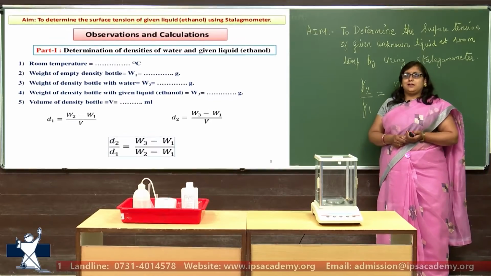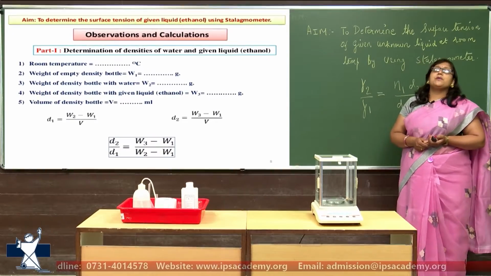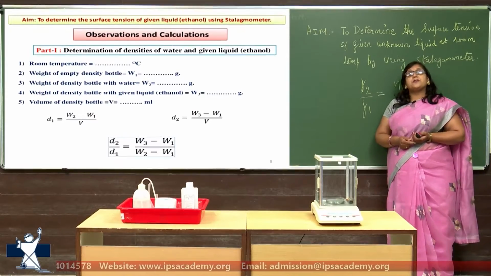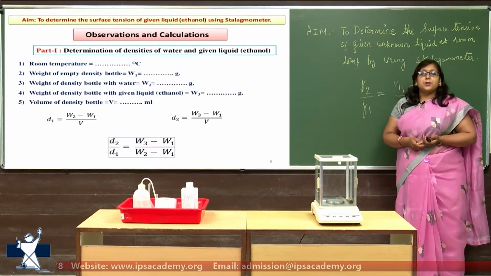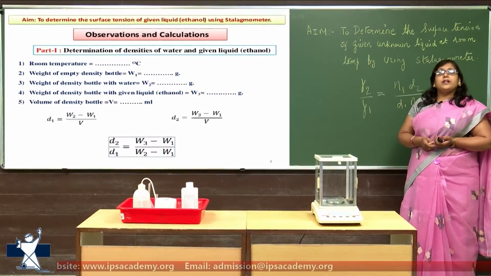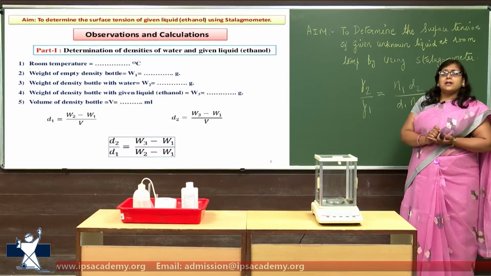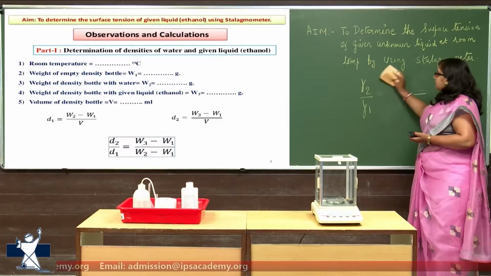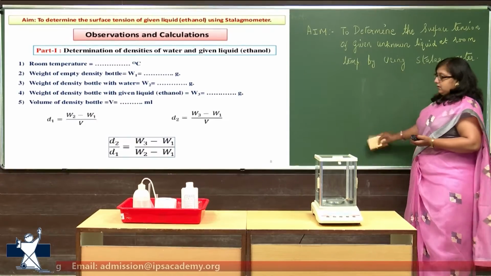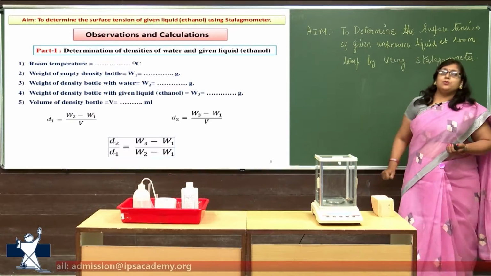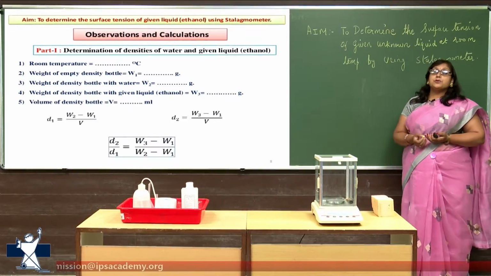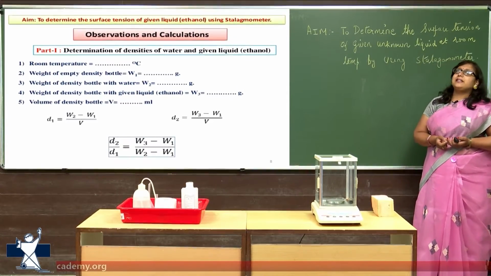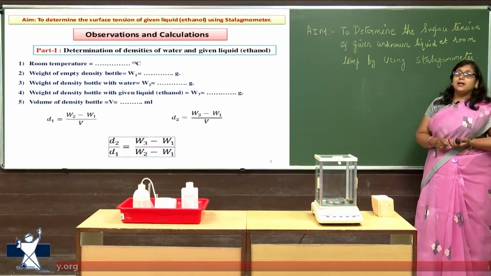So, this is the table on which we are going to calculate the density of the liquid. First of all we should know at what room temperature you are going to work, then the weight of the empty bottle, that will be W1, the weight of the density bottle with the water, that will be W2, and W3 will be the weight of the density bottle with the given liquid.